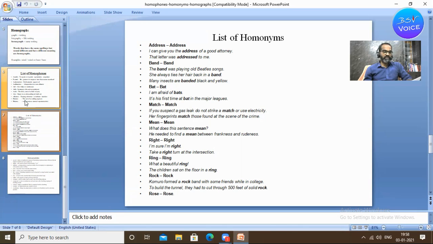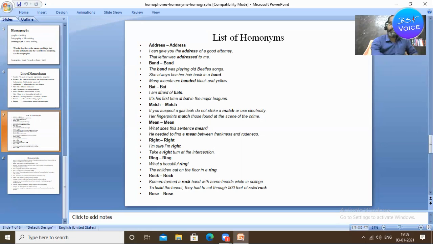You can see one more here: councilor and counselor. Councilor, C-I-L-O-R, means the person who is a member of a municipality or council. And counselor, S-E-L-O-R, means the person who treats someone else, who counsels someone else. So we can see the differences between both of these.